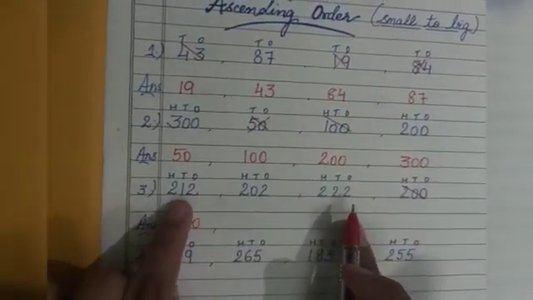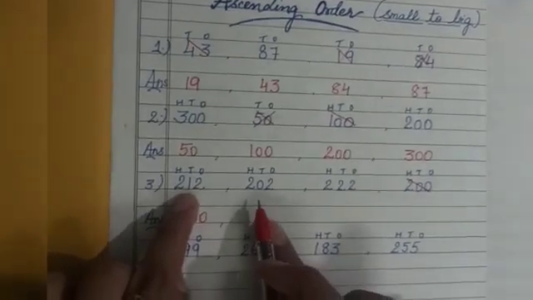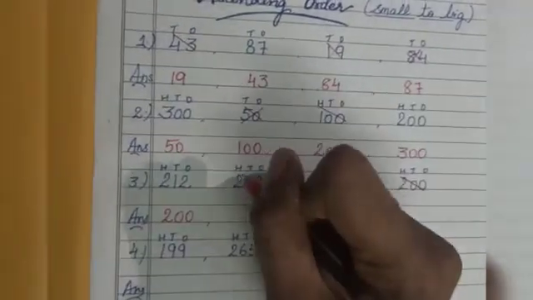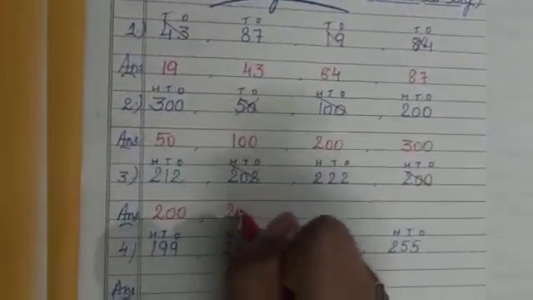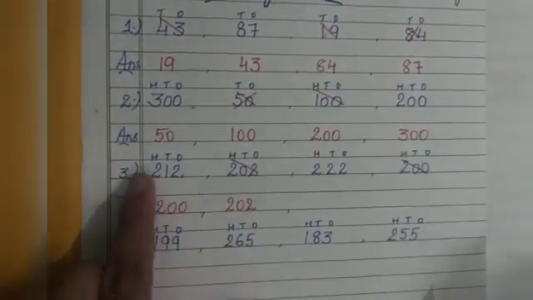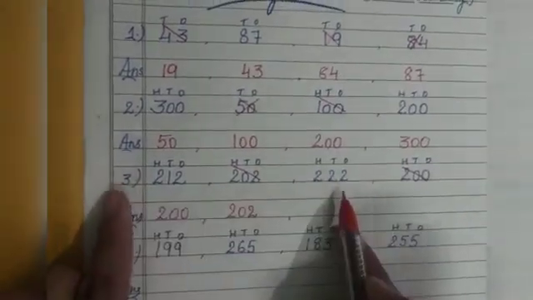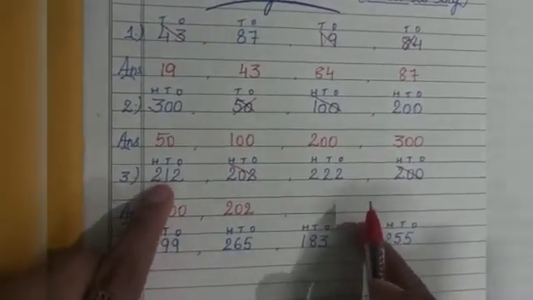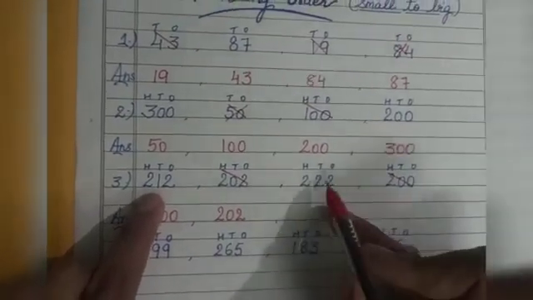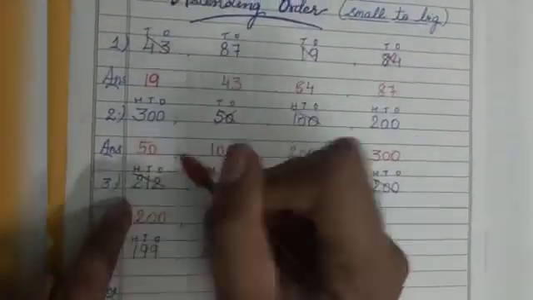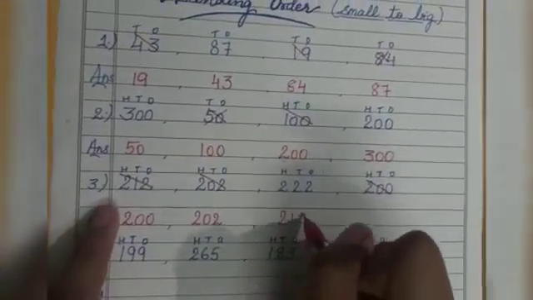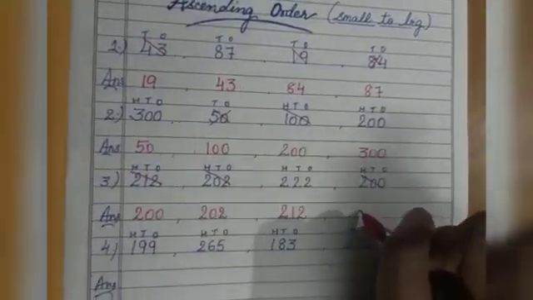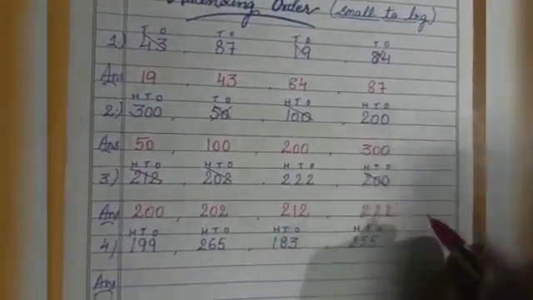Now we are left with these three options. Again, we'll see it's 1 at the tens place, it's 0 at the tens place, it's 2 at the tens place. So this one is the smaller one. We'll cut it and we'll write 202. Now I'm left with only these two options. 212 and 222. Here tens place is 1. Here at tens place it's 2. So this one is a smaller one. I'll write 212. Now the last option left with me is 222. That I'll write straight.